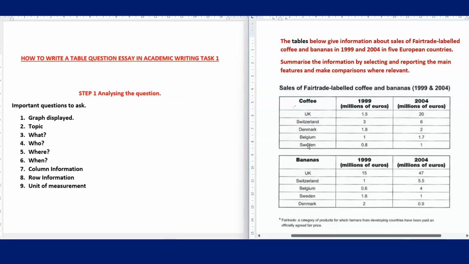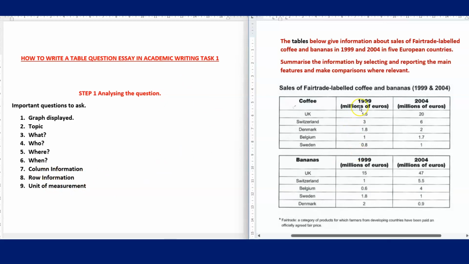These questions are very important. When you ask yourself these questions, it opens your mind to know all that is about the question, or all that is about the graph. So we know the graph displayed, we know the topic, we understand what is involved, we know the variables being displayed here, and we know where this information was taken from. Those are the 5 countries involved, and at what time? We have 2 time periods here, 1999 and 2004.